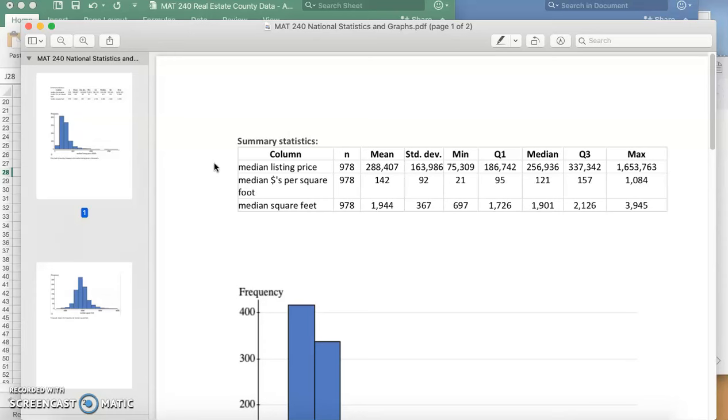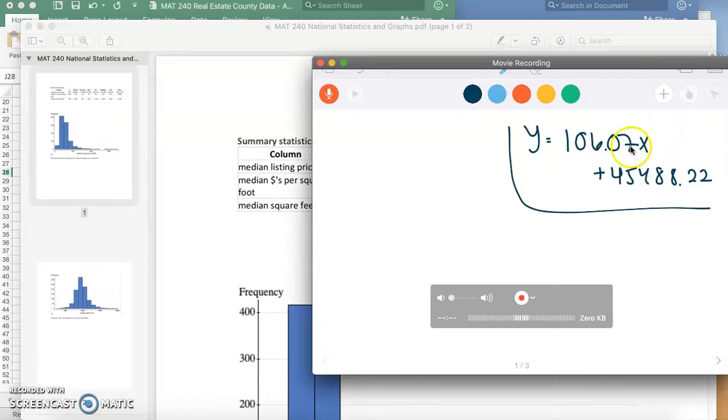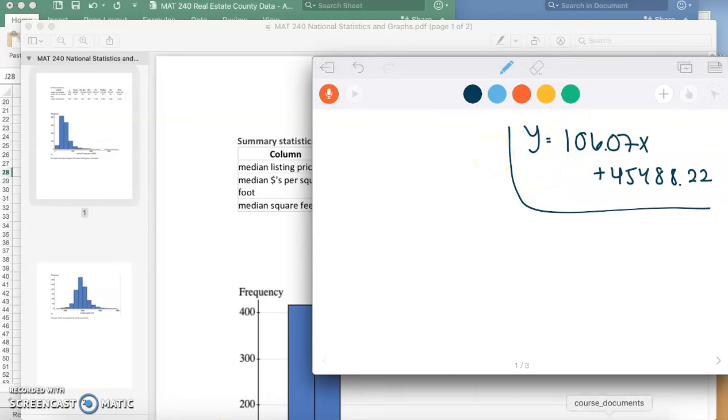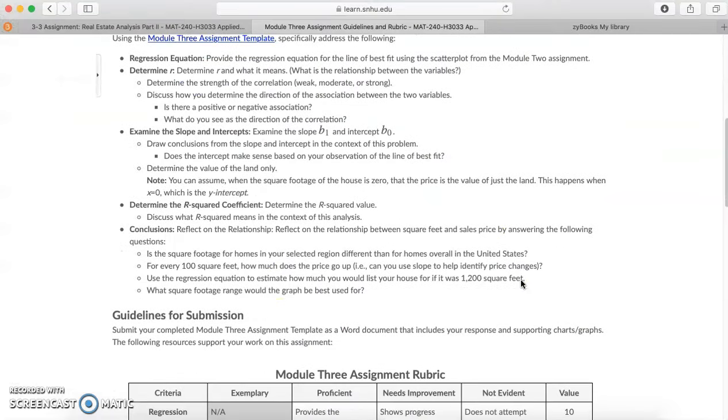Use the regression equation to estimate how much you would list your house for if it was 1,200 square feet. When it says that, that means you're plugging in 1,200 for your X and you're seeing what Y you would get out, okay? Let's go back. Sorry, I should have had this up so you could follow along. Okay, so that was this bullet point.